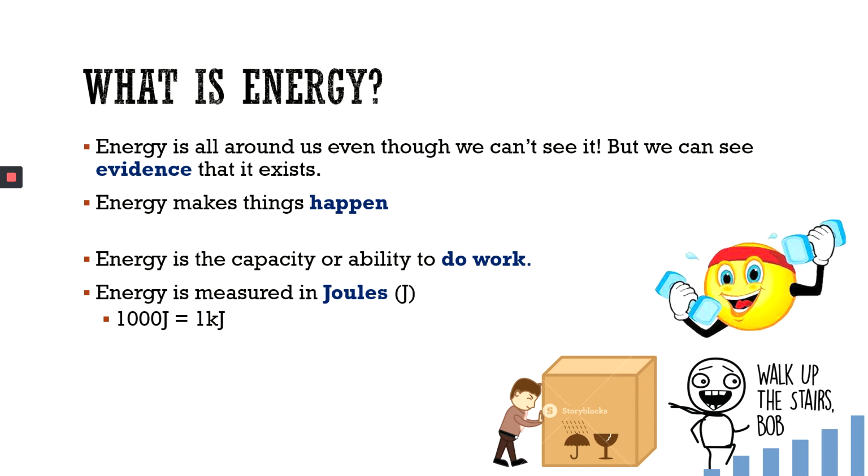And energy is measured in joules, which is the unit for energy. The symbol for joules is capital J. To note, 1000 joules is equal to 1 kilojoule. You might be more familiar with kilojoules because that's typically the unit we see in the nutrition info at the back of a food packet. But in science, we tend to stick to joules.